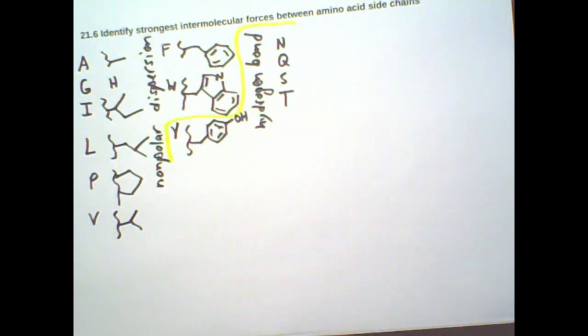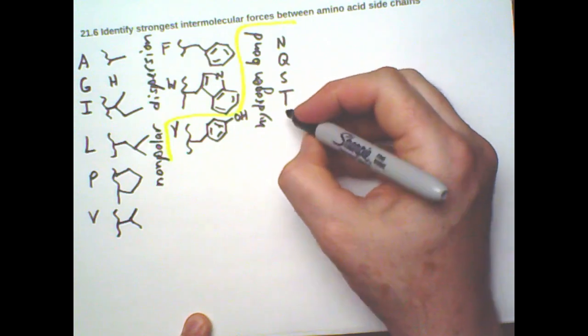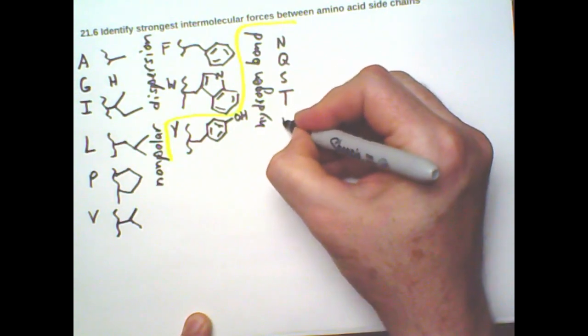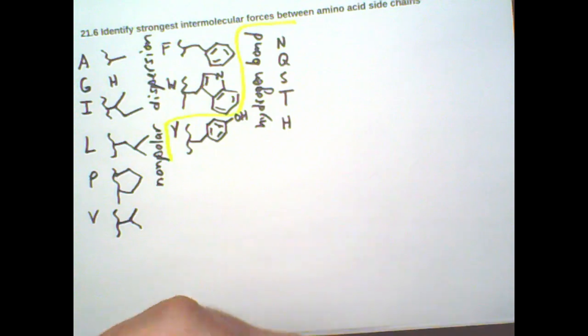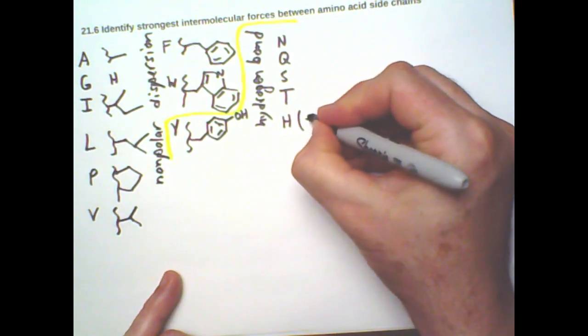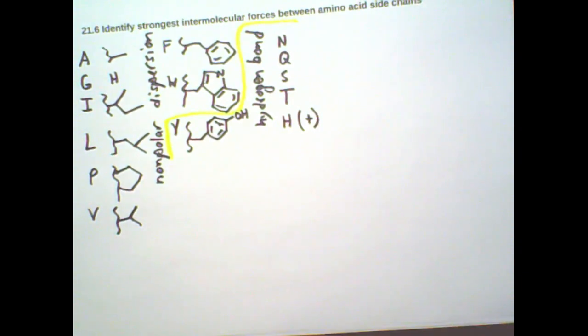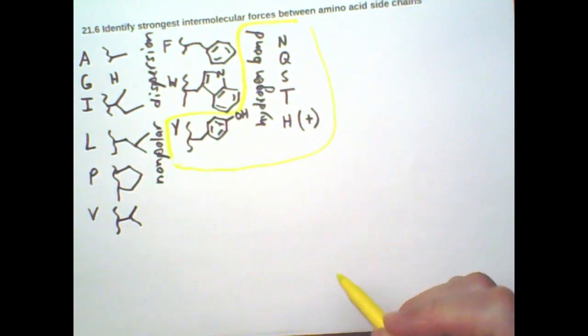We've got histidine with its NHs. And hydrogen bonding, well, histidine can also have a charge. Histidine can also be positively charged, so I'm going to put that there. But all of these can hydrogen bond.